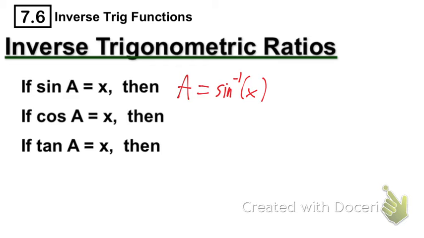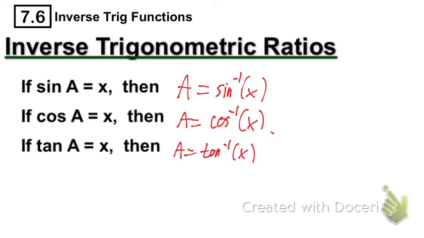So, if cosine of angle A is equal to x, then angle A is equal to the inverse cosine of x. We write it the same way, just with cosine. We pronounce it the same way, just with cosine. So the inverse of cosine is inverse cosine. The inverse of sine is inverse sine. What do we think the inverse of tangent is? Inverse tangent. Angle A is equal to the inverse tangent of x.